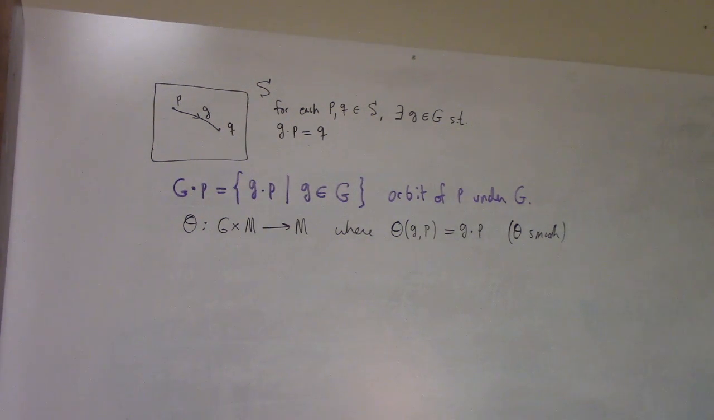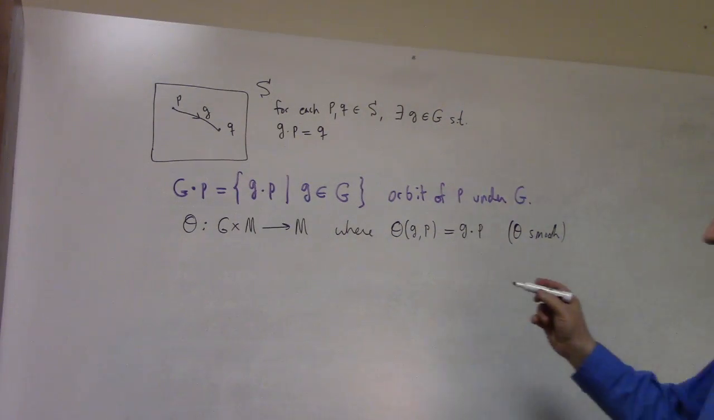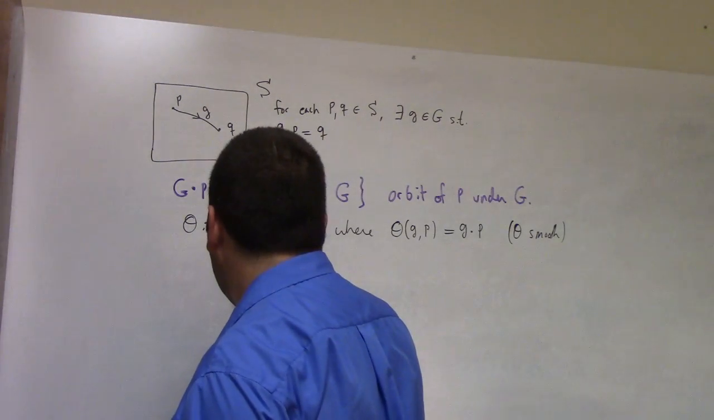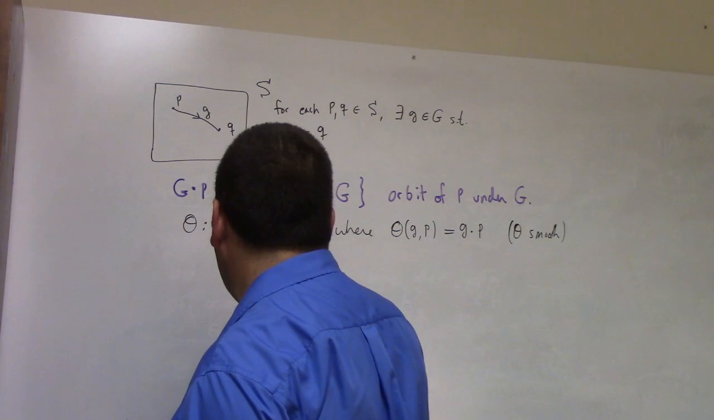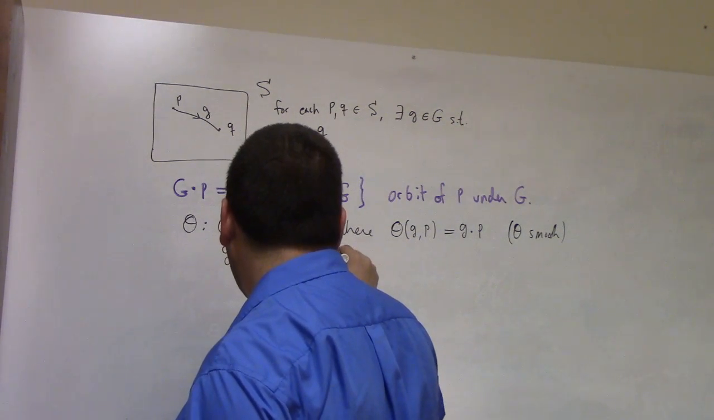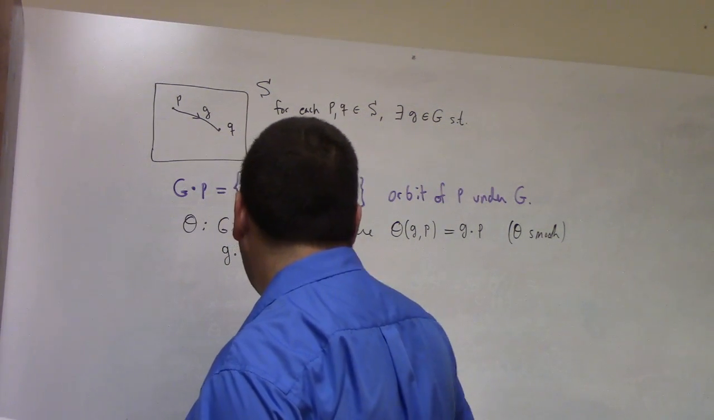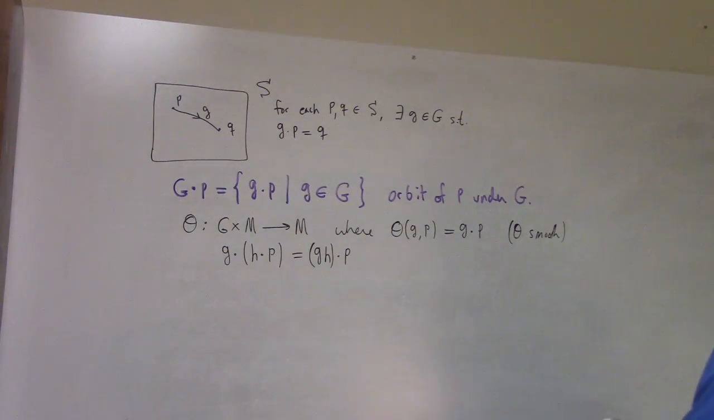Anyway, there are a couple of axioms that it has to satisfy. I already told you one: if G is the identity of the group, you also need kind of associativity. So if you have G, H, then G dot H dot P is equal to GH dot P also. If you look at it, like you said, it looks like it's just a group, right?